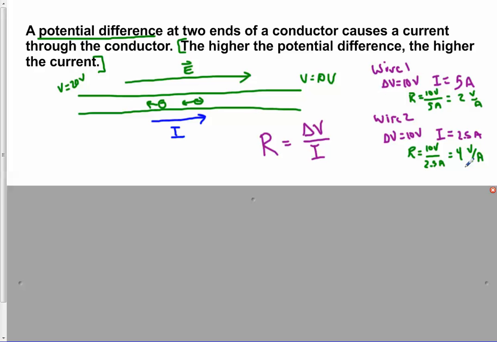So more resistance here. And again, wire 2, for whatever reason, maybe it's made out of a different kind of metal, has more resistance, and that's why the same delta V gave us a smaller current. So that's the idea behind this definition.